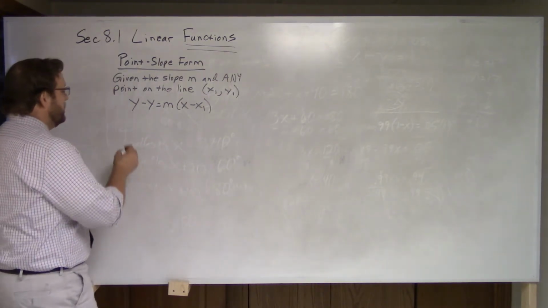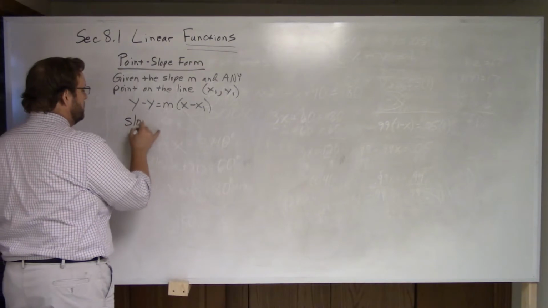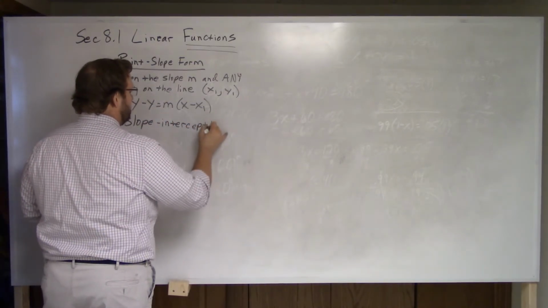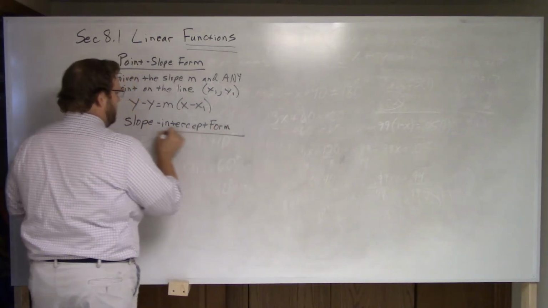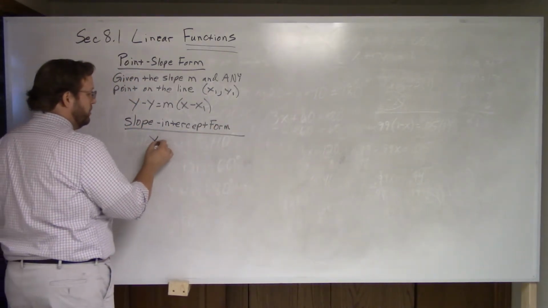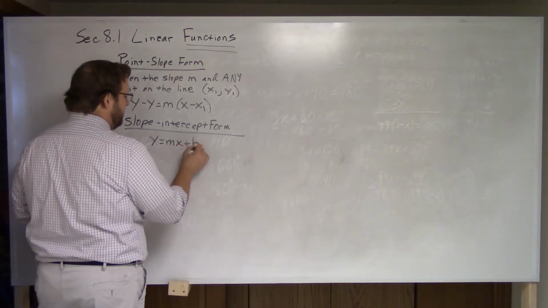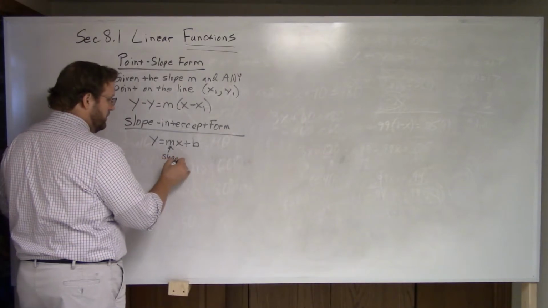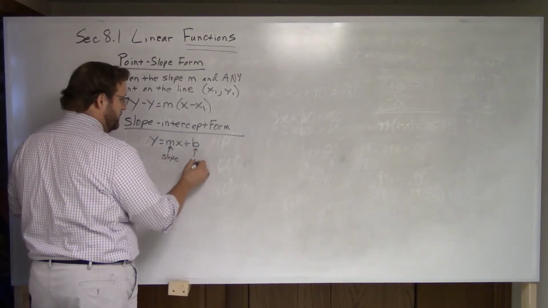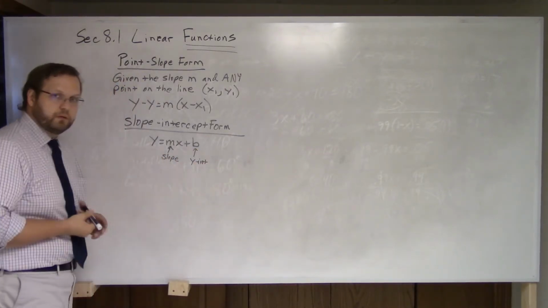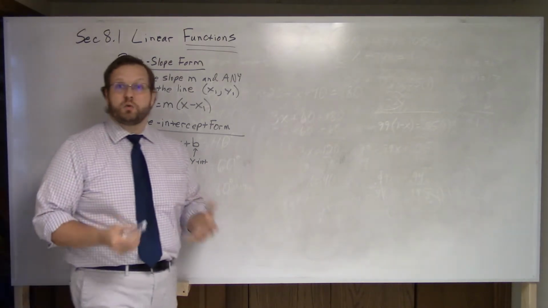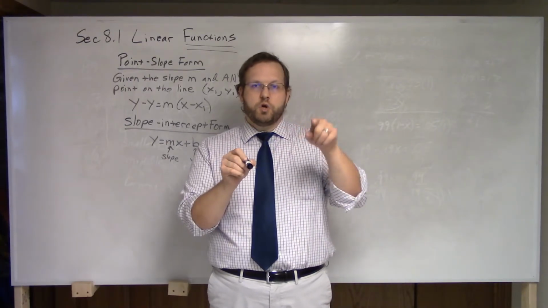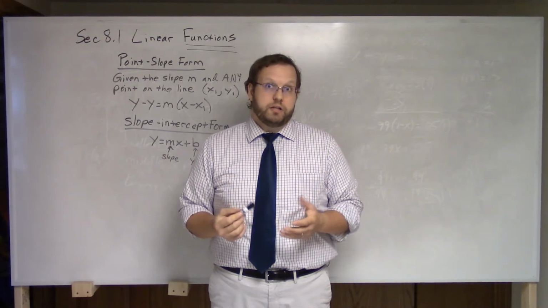Now, our next one was our slope intercept form. Our slope intercept form is our good old y equals mx plus b, where m is your slope and b is your y-intercept. Why we have that is because it's so easy to graph with. You plot your b, your y-intercept, and then you move with your slope up and over, and you have your points for the line.